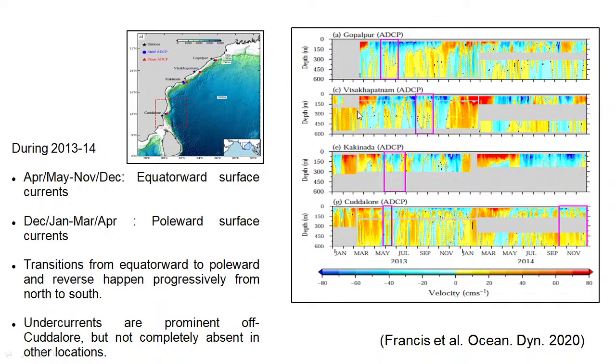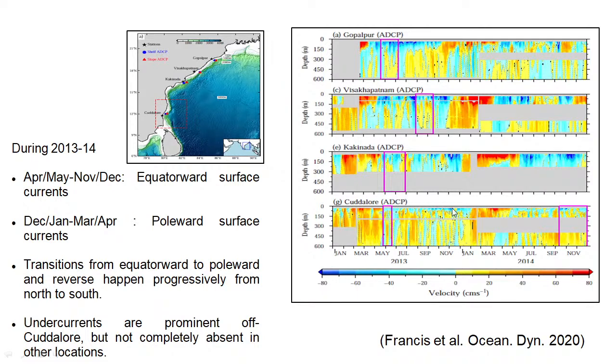Then Vishakhapatnam also has a little variability in the undercurrents, and this also is quite deep, maybe around 200 meter. And then comes to Kakinada, we don't have much variability, and of course observation also has limitations there. But you can see that compared to other two locations, Vishakhapatnam and Gopalpur, Kakinada has relatively low variability in the currents, along shore currents. On the other hand, a southern location, Kadalur, which is close to Chennai, it has quite a lot of variability in the undercurrents.